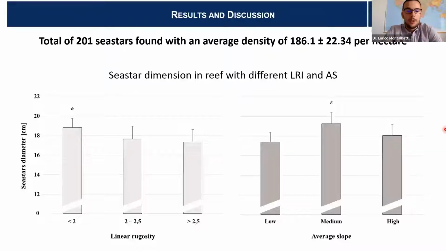To better elucidate this point, you can have a look at these histograms, and you can see that significantly larger specimens were found in areas with the lowest rugosity, possibly meaning that larger specimens were prevented from moving on reefs that were more complex and, for example, full of cavities, crevasses, and obstacles. Again, we found that significantly larger specimens were found in areas with medium slope value, again possibly being prevented from climbing on reefs that were too steep. In addition to this, we didn't find any significant difference in seastar dimensions in areas with different density of coral prey.